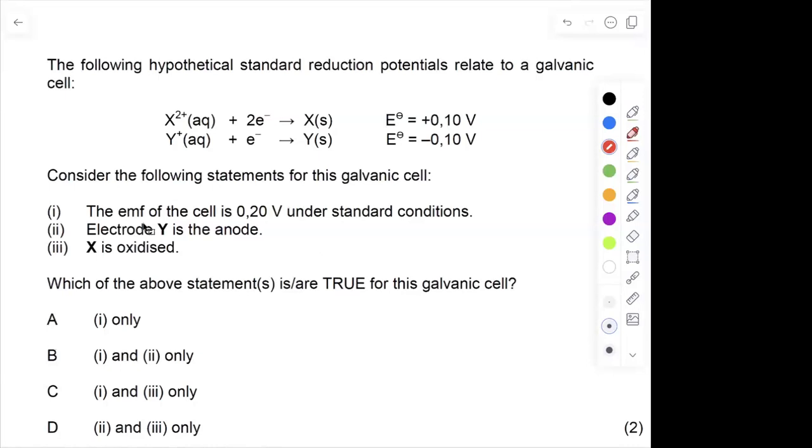Consider the following statements for this galvanic cell. Number 1, the EMF of this cell is 0.20 volts under standard conditions. Number 2, electrode Y is the anode. Number 3, X is oxidized. Those are your three statements. Which of the above statements are true for this galvanic cell? I'll give you guys 60 seconds to have a look and then answer the questions that follow.